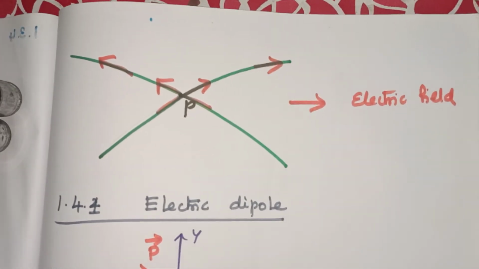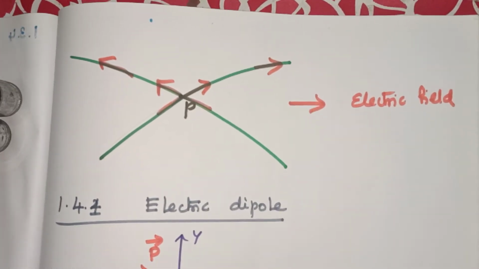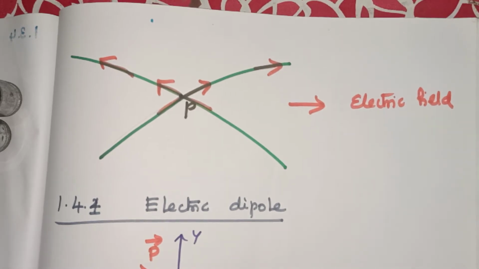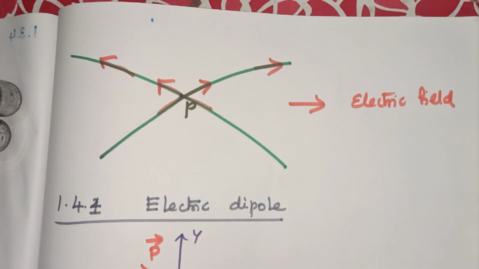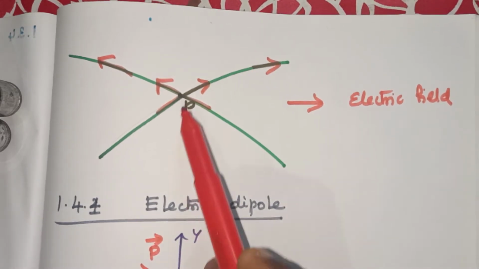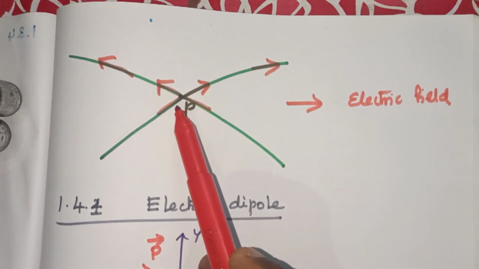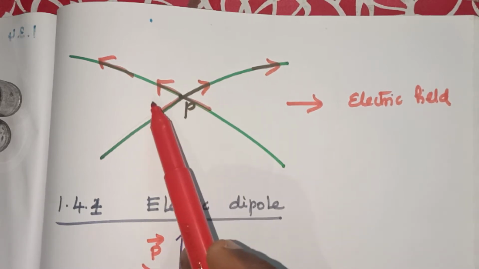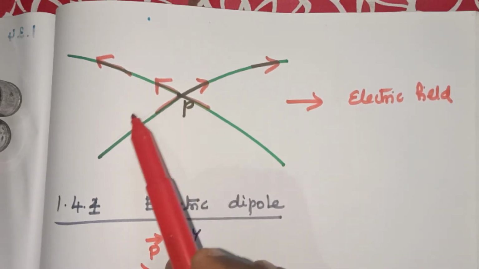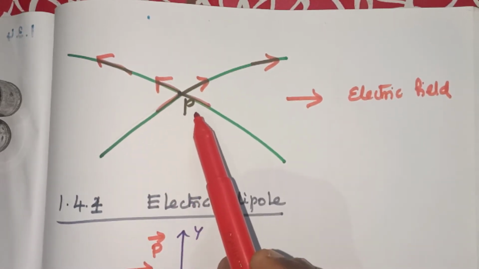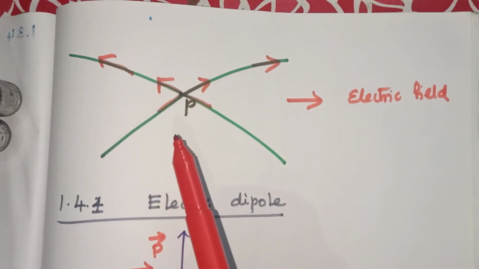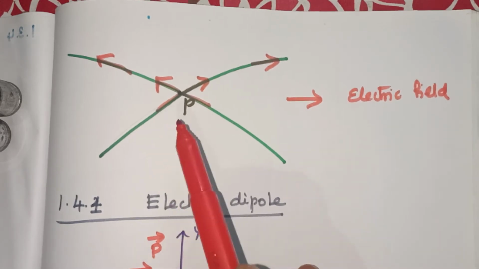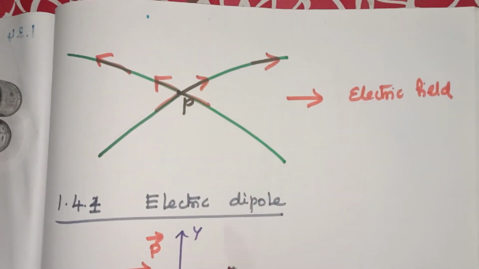So next, two electric field lines never intersect each other. If two lines cross at a point, then there will be two different electric field vectors at the same point. See the diagram. So two electric field lines never intersect each other.